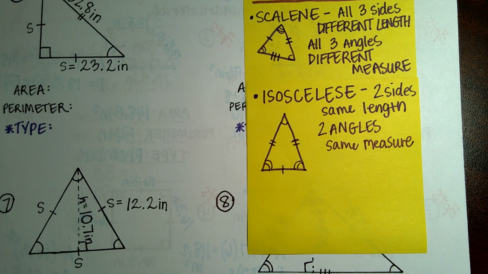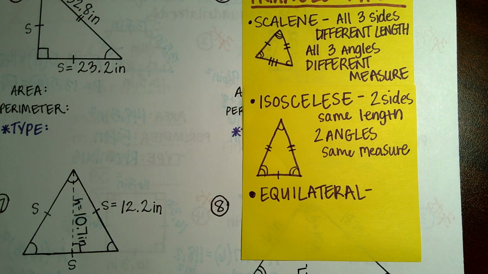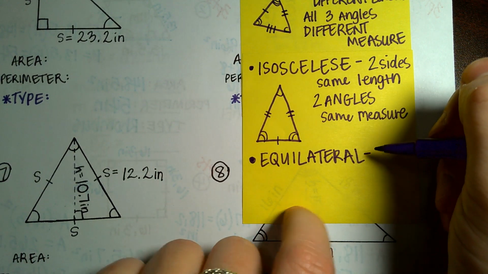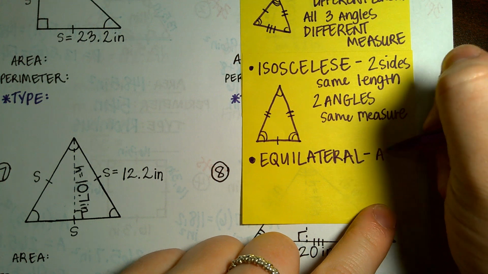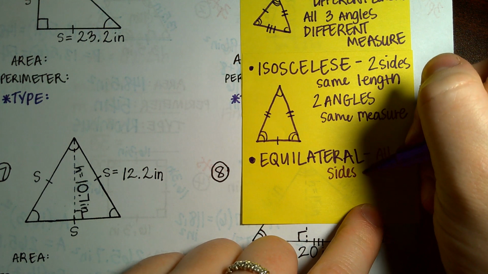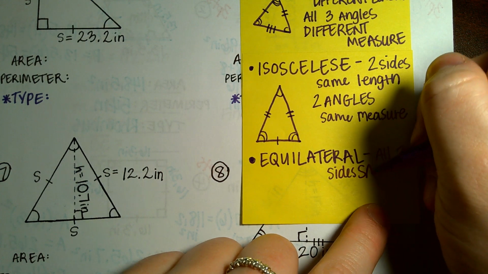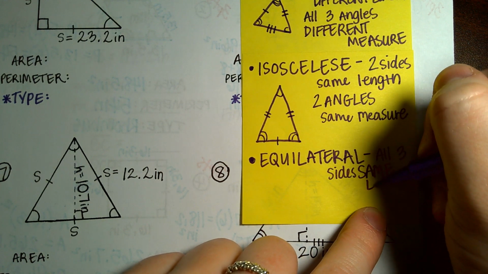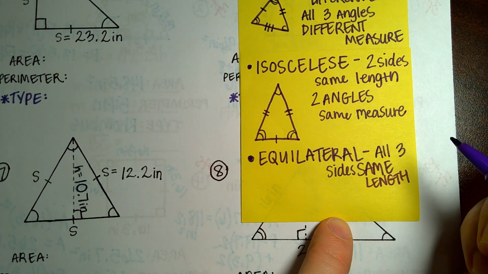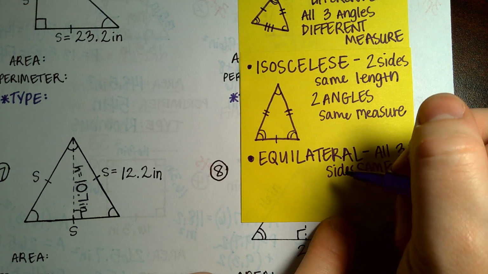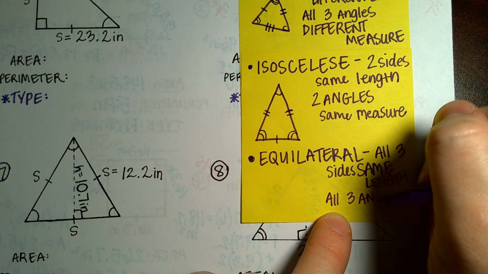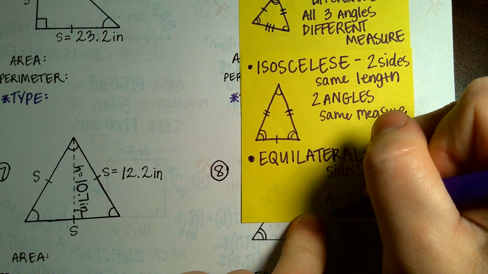I know, it's a kind of tough name to spell. So go ahead and write the definition of equilateral. Now it's all 3 sides are the same length. And since all the sides are the same, all the angles are also the same. Three angles, same measure.